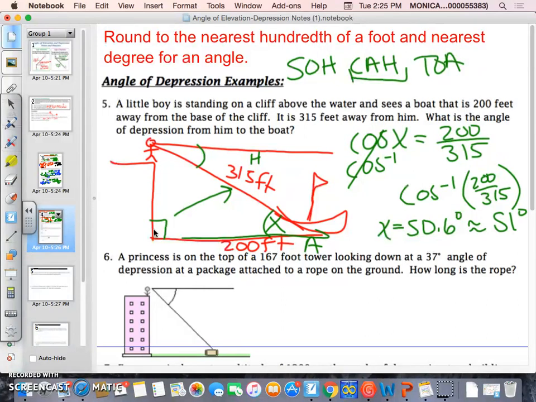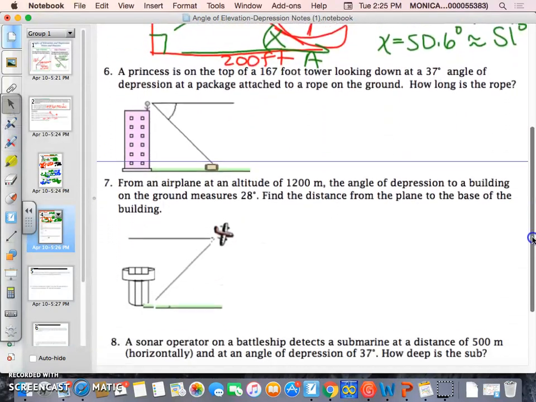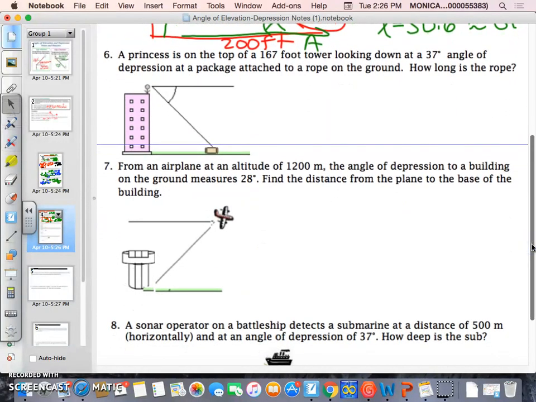Okay, my second situation, well this one's nice because this one's drawn for me. Okay, so I've got a princess, she's on top of a tower. The tower is on top of a 167-foot tower. So this right here is 167 feet. Okay. She's looking down at a 37-degree angle. So I know that this angle as well is 37 degrees.